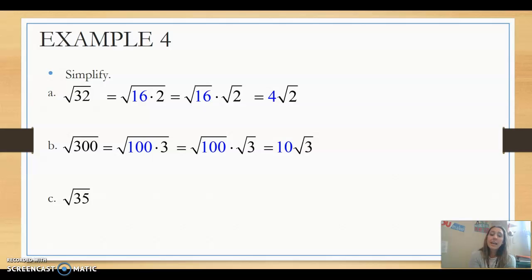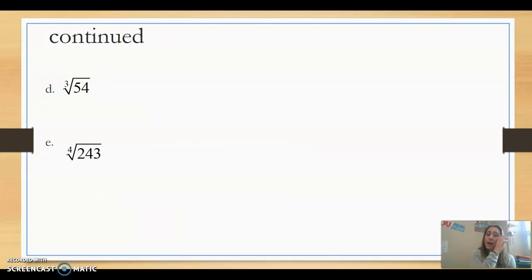So I can't divide 35 by 25 evenly. 16 does not go into 35 evenly, 9 does not go in, and 4 does not go in. So I'm down to 1, so that can't be simplified any further. All right. Now let's do cubes.